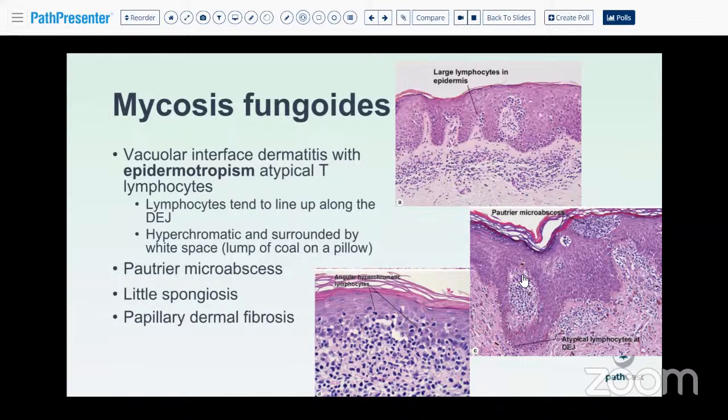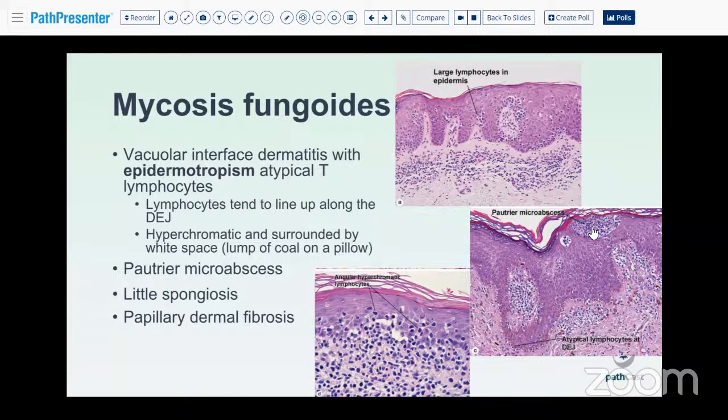So in mycosis fungoides, we have an epidermotropic infiltrate with a vacuolar interface dermatitis. But in this case, the epidermotropic cells are atypical T lymphocytes. These atypical T lymphocytes tend to line up along the dermoepidermal junction, and they are hyperchromatic and often surrounded by a white space, kind of like a lump of coal on a pillow. So these are our hyperchromatic lymphocytes in mycosis fungoides. Sometimes those lymphocytes can aggregate in the epidermis, forming Pautrier microabscesses.